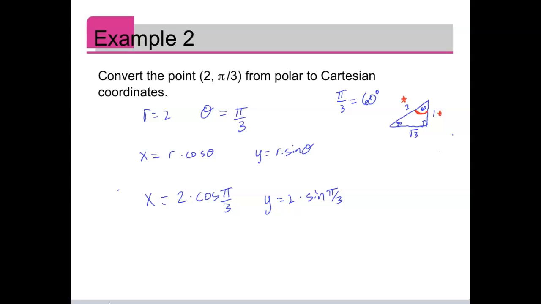So my x coordinate is 2 times 1/2, which is just 1. My y coordinate, 2 times sine of pi over 3, so sine of pi over 3 is going to be opposite over hypotenuse, so root 3 over 2. So that's 2 times root 3 over 2, which is just root 3. So my y coordinate is root 3. There we go. The Cartesian form of the polar coordinate (2, pi over 3) is (1, rad 3).